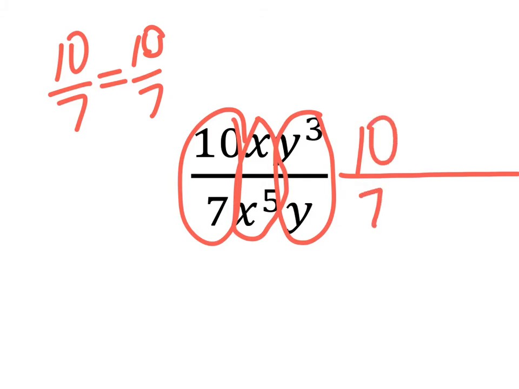Easy. Now x's, I have 1 here on the top. I have 5 on the bottom. So when I cross out, my leftovers are going to be on the bottom, and there's going to be 4 of them. When I look at my y's, I have 3 on the top, 1 on the bottom. So as I cross them out, I'm going to have leftovers on the top, and there will be 2 of them.